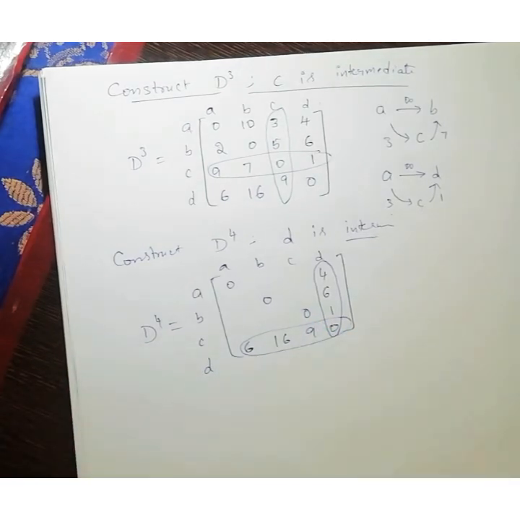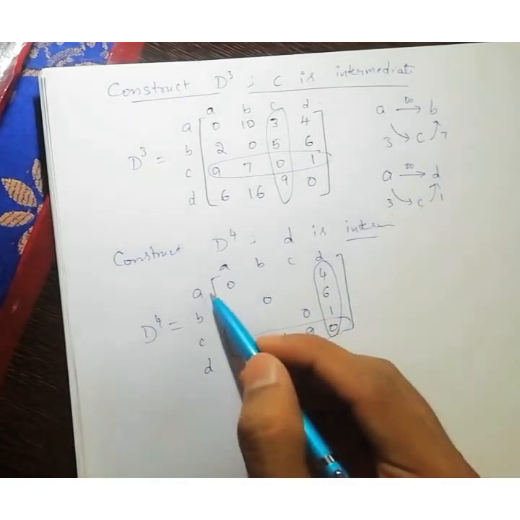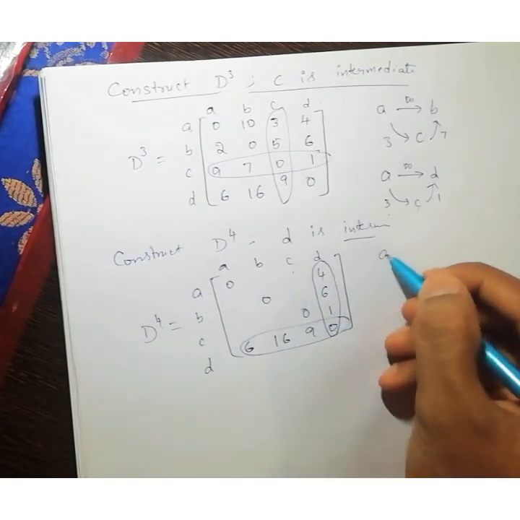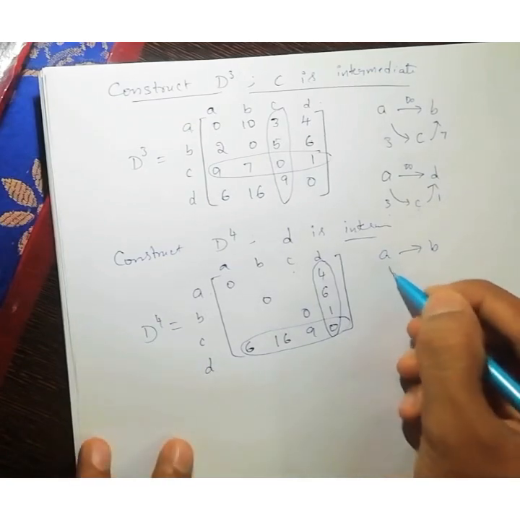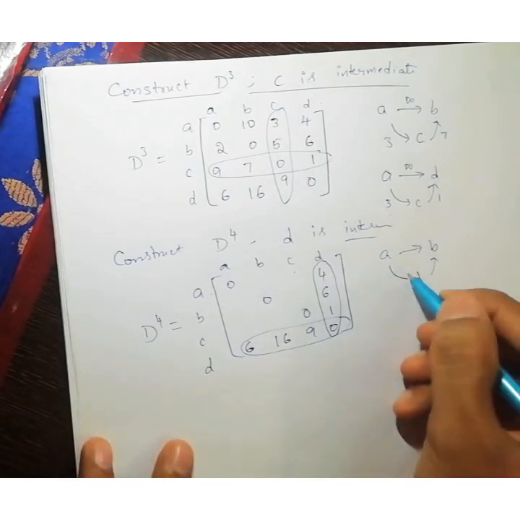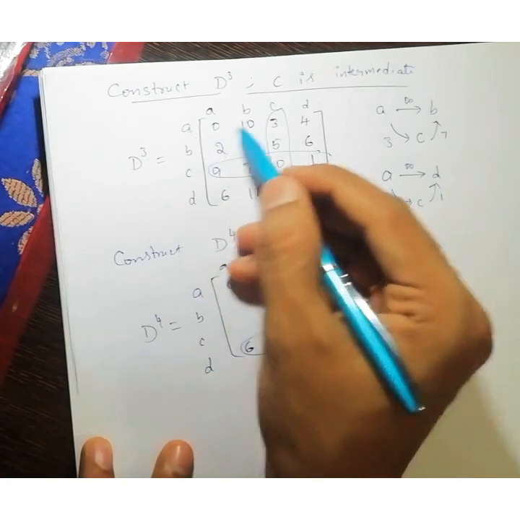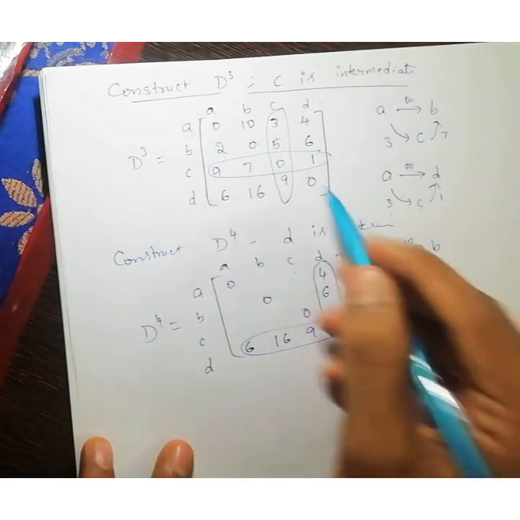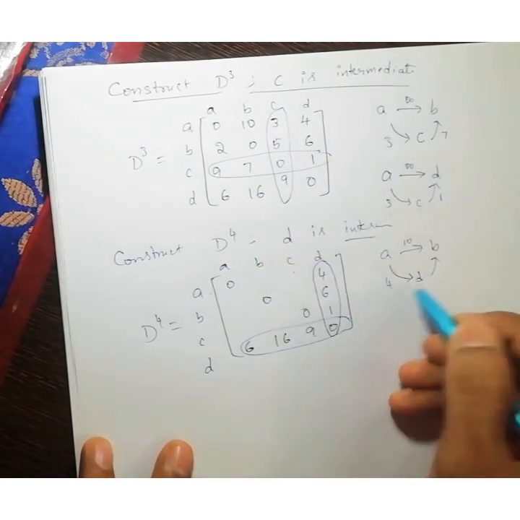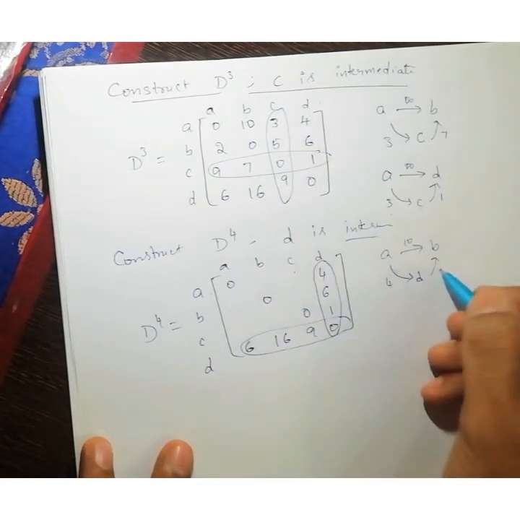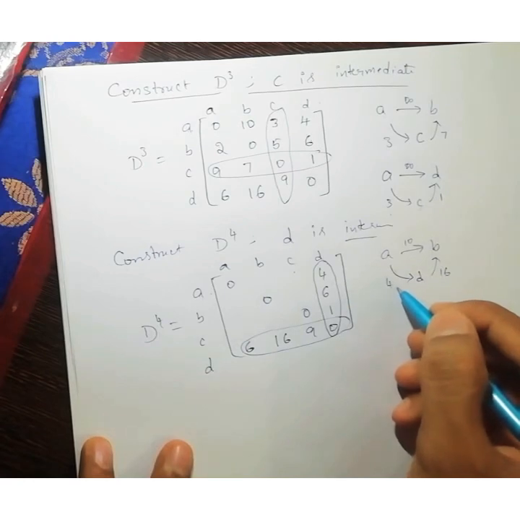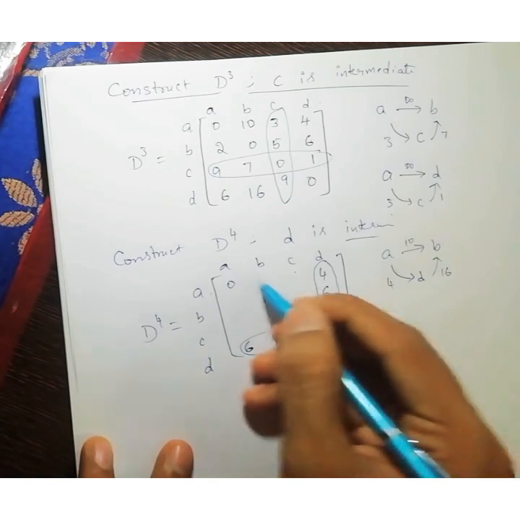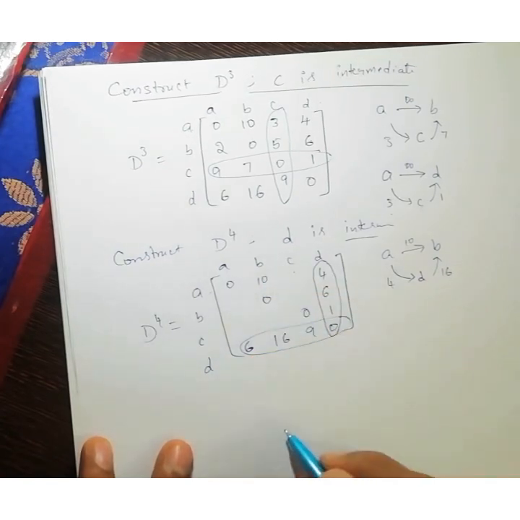Now I have to check for the edges A to B, A to C. So how does it look? A to B, if I take D as the intermediate vertex. What is the value of A to B? A to B is 10, A to D is 4 and from D to B is 16. So 16 plus 4 is 20. So 20 and 10, which is the minimum? 10. So don't update with 20, just keep the direct edge because that is the minimum.